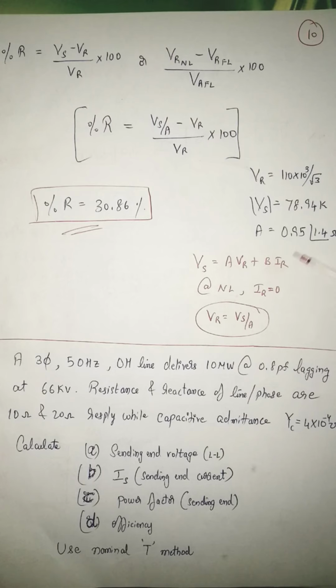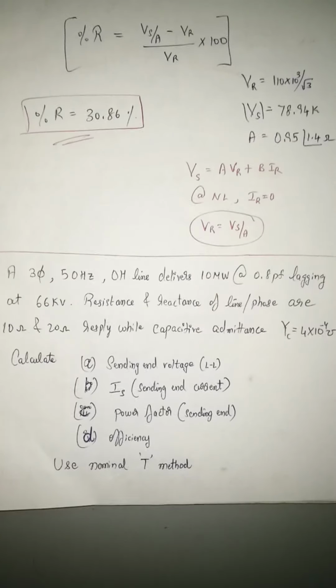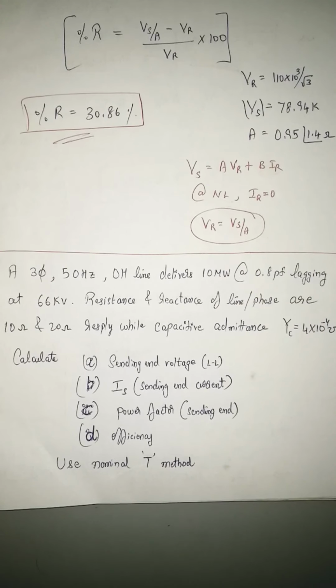IR is nothing but receiving current drawn by the load. At no load, there is no current flowing through the load. Receiving current is 0. So Vs will become A into VR, or VR is nothing but Vs divided by A. So in place of VR no load, I'll be using Vs divided by A minus VR by VR into 100. Already we have VR, we have magnitude of Vs, we know the value of A. Substitute them, you'll be getting the regulation as 30.86%. So we have calculated the charging current as well as regulation.